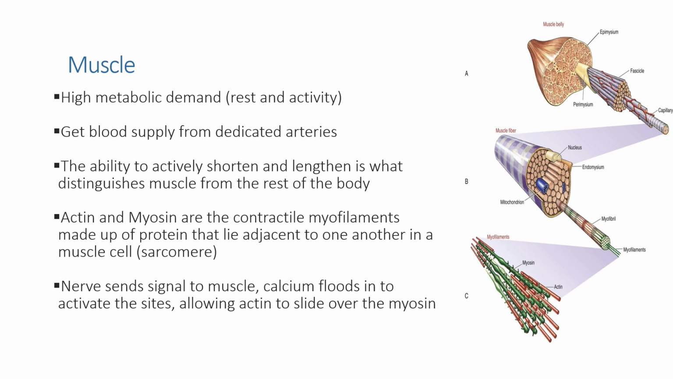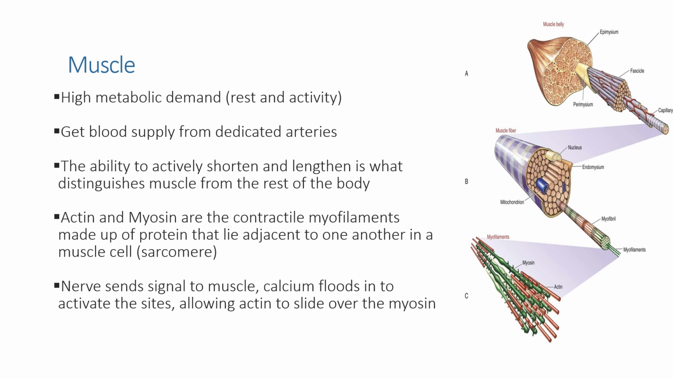This is the characteristics of muscle. Muscles require significant energy in the form of ATP to function, especially during contraction and relaxation, which means they have a high metabolic demand. Muscles have a rich blood supply, vascularization, to deliver oxygen and nutrients and remove metabolic waste products. Muscles have the unique ability to shorten or contract and lengthen or relax in response to nerve signals and mechanical stimuli.